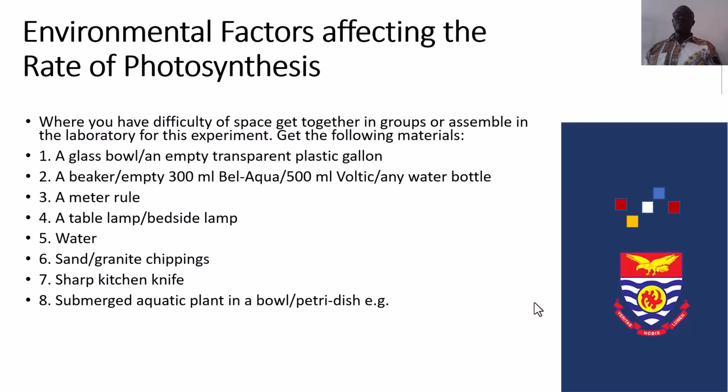Where you have difficulty of space, get together in groups or assemble in the lab for this experiment. Get the following materials: a glass bowl or an empty transparent plastic gallon, an empty beaker, about 300 milliliters Belaqua or 500 milliliters Voltic bottle, or any other bottle. Then a meter rule, a table lamp or bedside lamp, water, some granite chippings, a sharp kitchen knife, and a submerged aquatic plant such as Elodea.